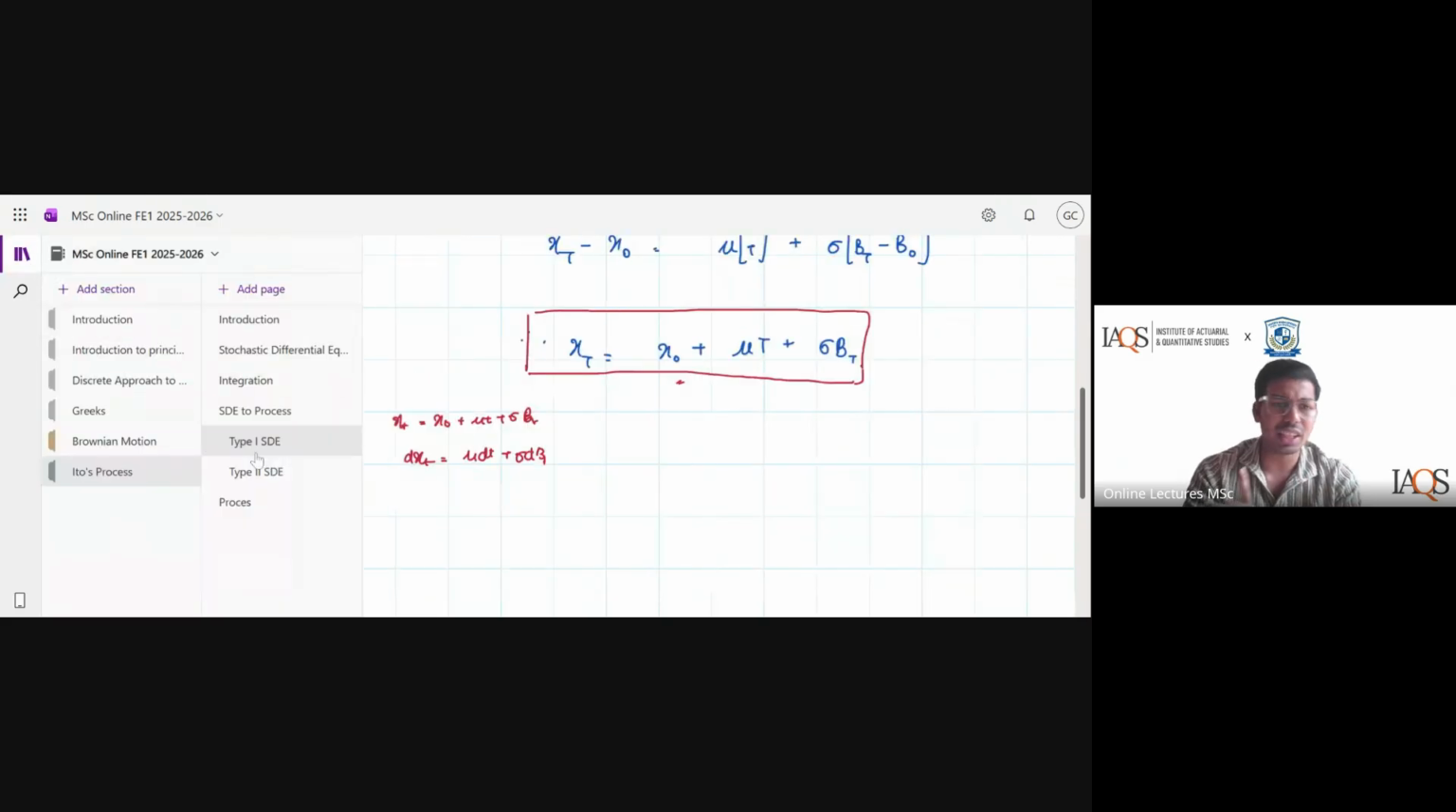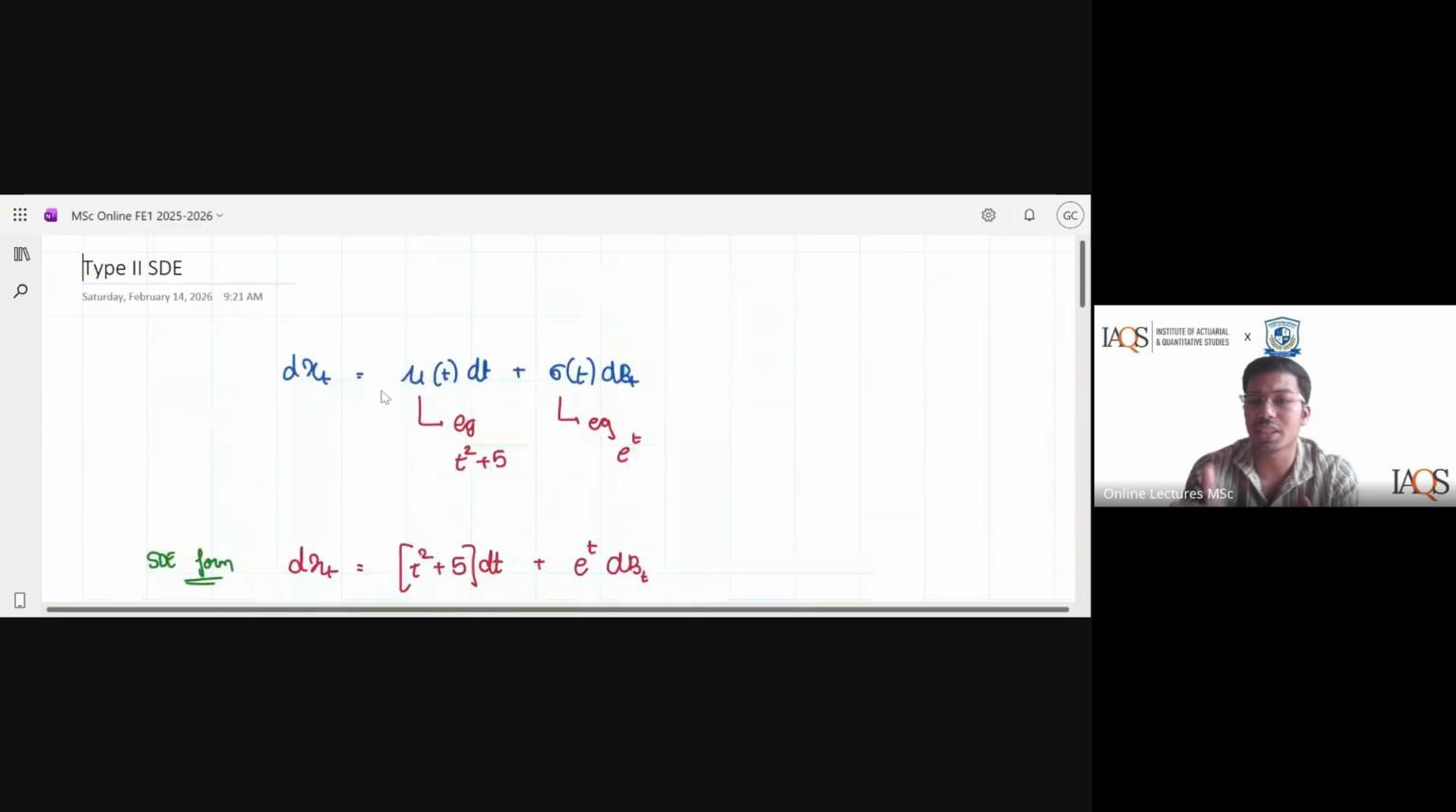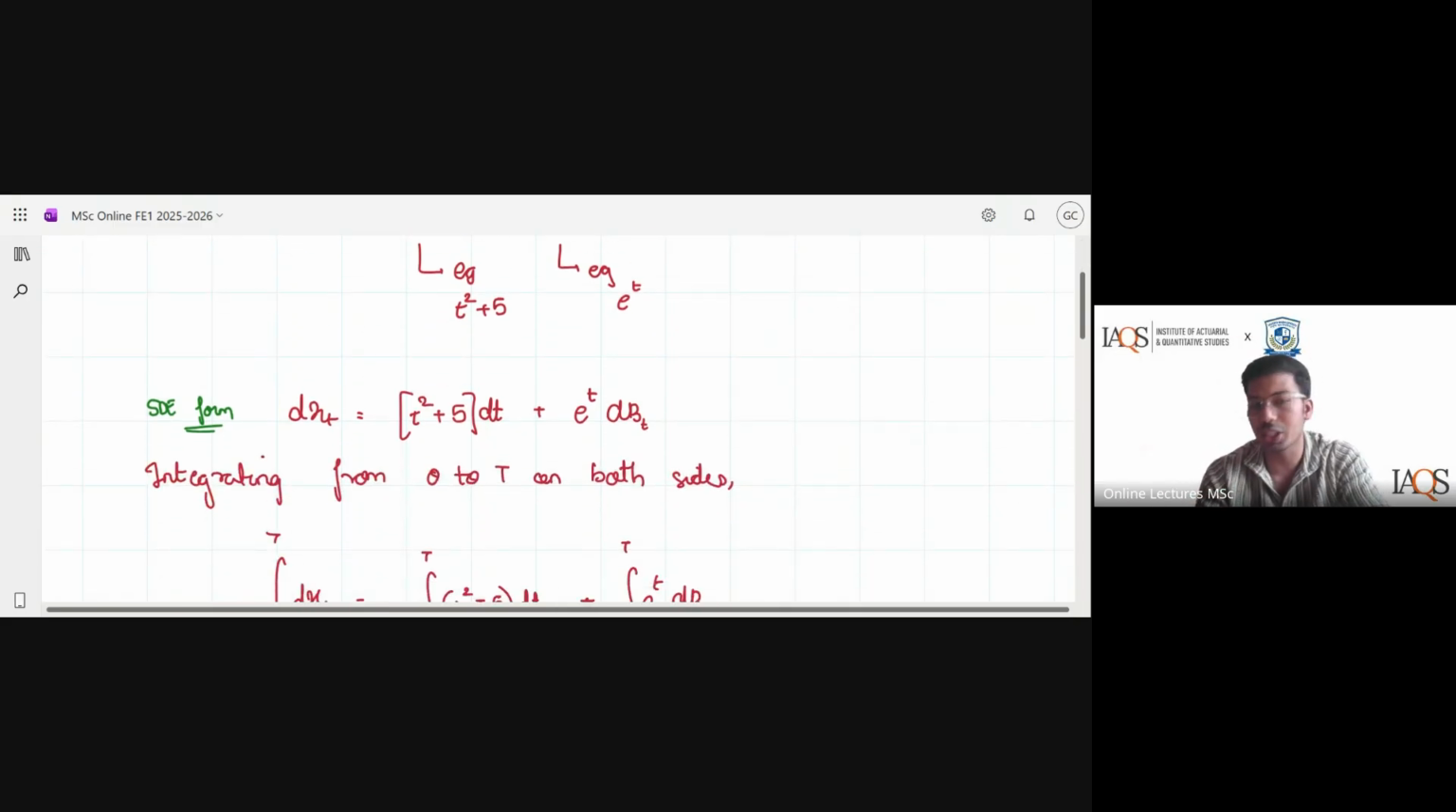This was type 1 HDE, relatively plain vanilla, relatively straightforward. The reason being that my mu and sigma are constant. They directly come out and I'm integrating with respect to whatever the HDE is. In type 2 HDE, my mu and sigma are functions of time. We took an example, let's say mu is t square plus 5, sigma is e raised to t.